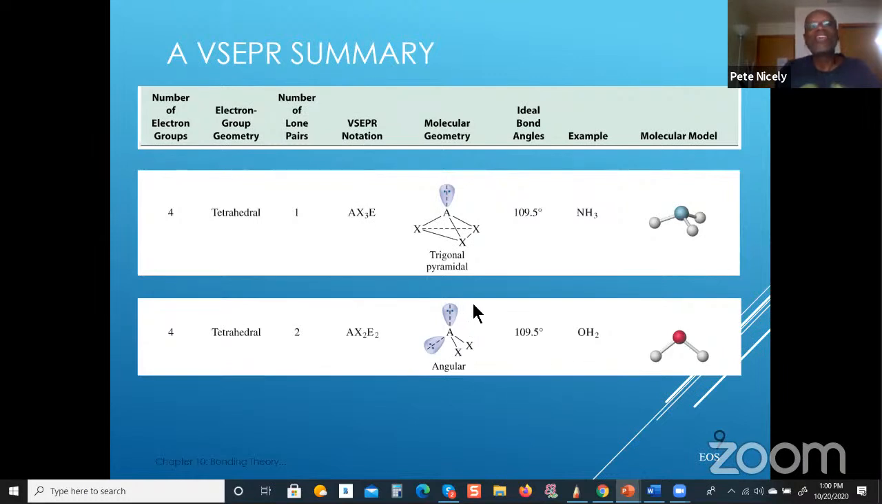Please note the electron group geometry, as defined by the electrons surrounding the central atom, is still tetrahedral, but the shape of the molecule itself, the molecular geometry, would be angular. The bond angle will still be the same because they all have the same electron group geometry. An example of such a molecule is water, and this is the ball and stick model representing that shape.